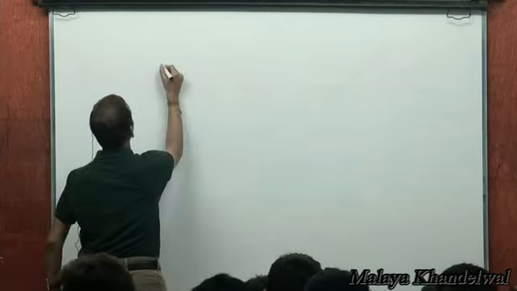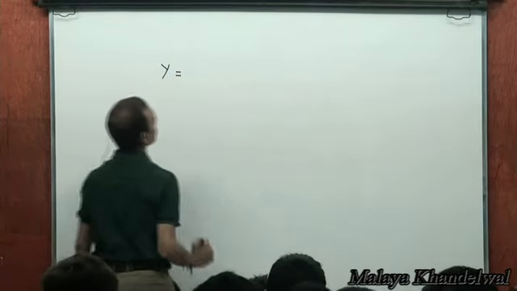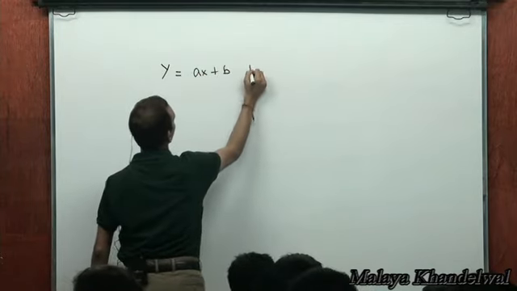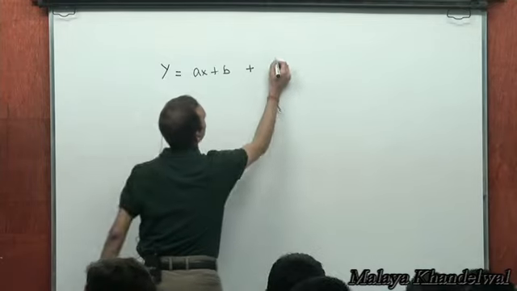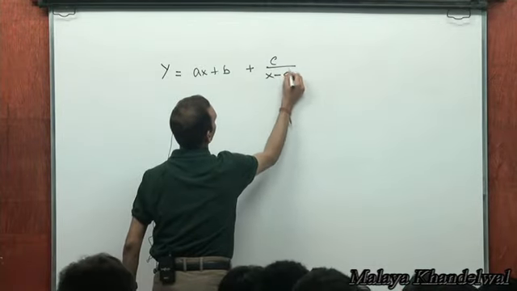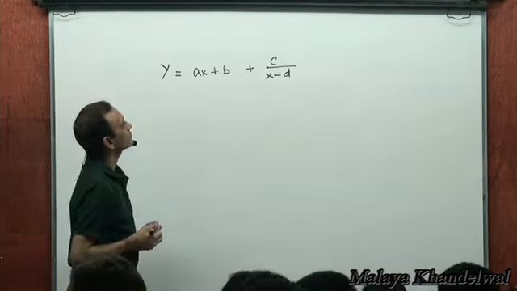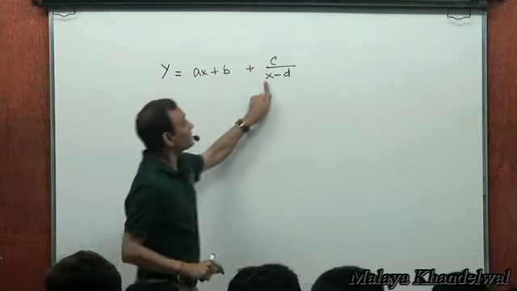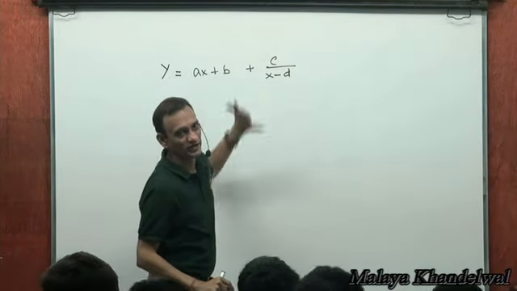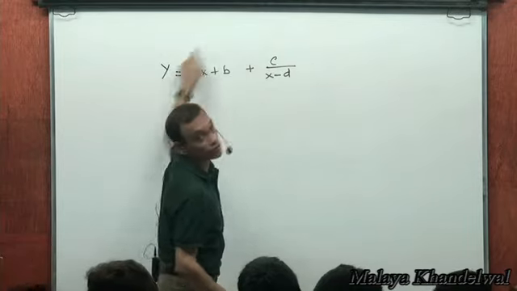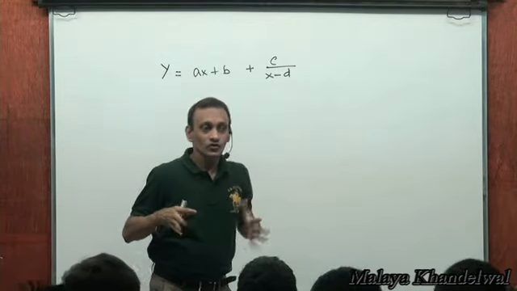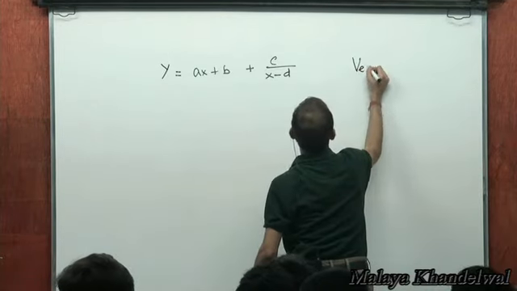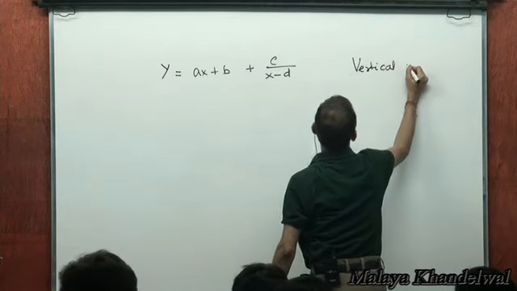Now, if I have a curve like this, y equal to, say, a linear expression ax plus b plus c by (x minus d), something like this. One thing, it will have a vertical asymptote, x equal to d, because as x tends to d, this whole thing tends to infinity. So there is a vertical asymptote for sure. This will suggest that there is a vertical asymptote x equal to d.